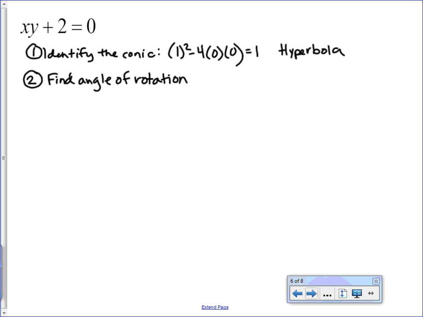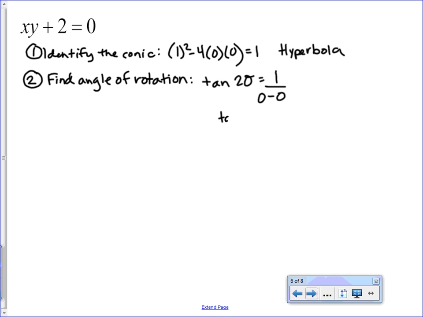Now, you can use either little equation that I gave you there. I would say most people will probably have better consistent answers if you use the tangent, just because we're more familiar with the tangents on the unit circle than cotangents and having to flip them. So I'm going to plug into that tangent of 2 theta equals b over a minus c. Tangent of 2 theta equals b, 1, over a minus c, which is 0 minus 0.